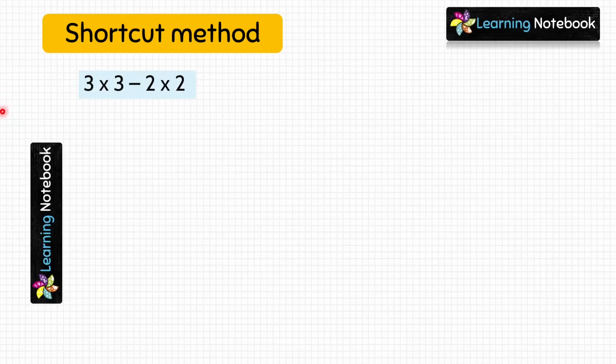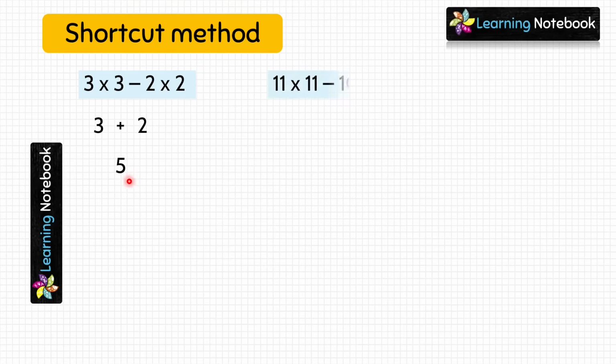Question is 3 into 3 minus 2 into 2. So to solve this, first write the first number, which is 3, and then write the second number, which is 2. Now just add them. 3 plus 2 equals 5. This is our answer. Yes, 5 is our answer. See students, how easy it is to solve such questions using this shortcut method.